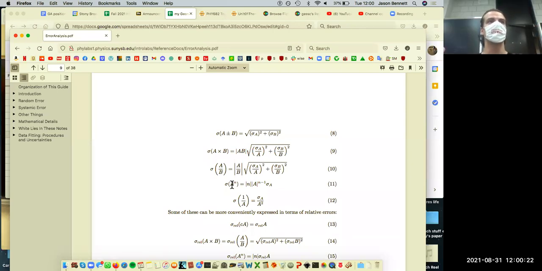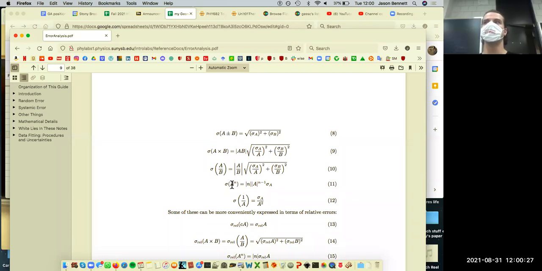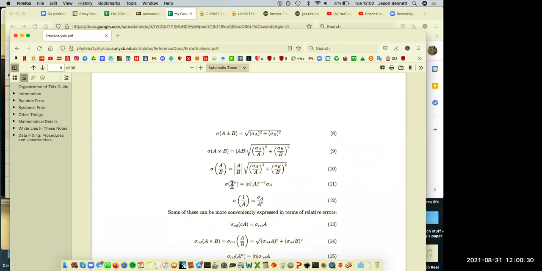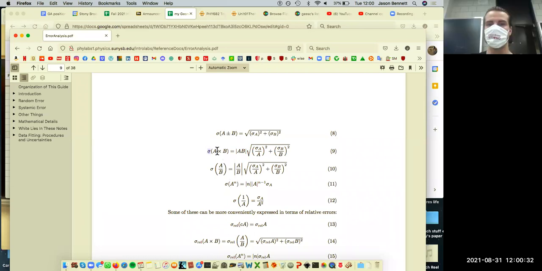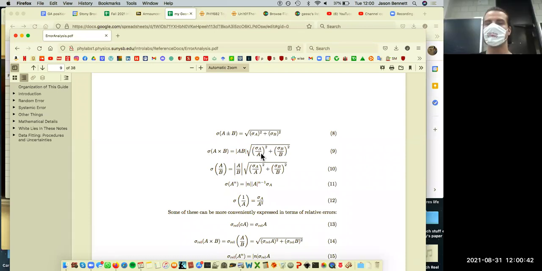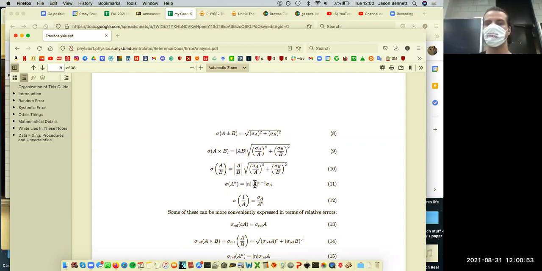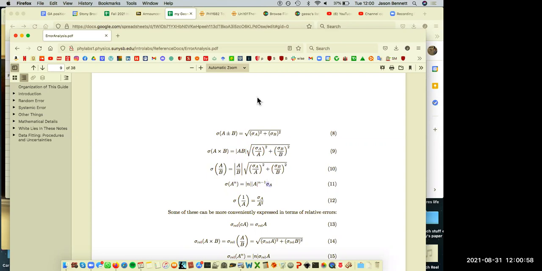The area is the length and the width. I measured those, but I didn't measure the area directly. So I calculated it. I measured length and width, but I calculated the area. And so for length and width, I would use this. A is length, C is width. Sigma A is the uncertainty of the length, and then the width itself. Over here for R squared, I would have 2 times just R, because two minus one is one, and R to the first power is R. And then I would have the uncertainty of R, which I definitely get, right, because I measured that.